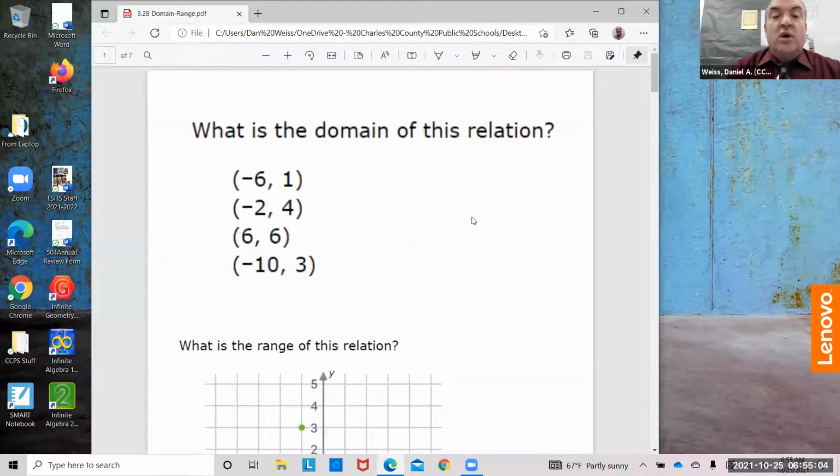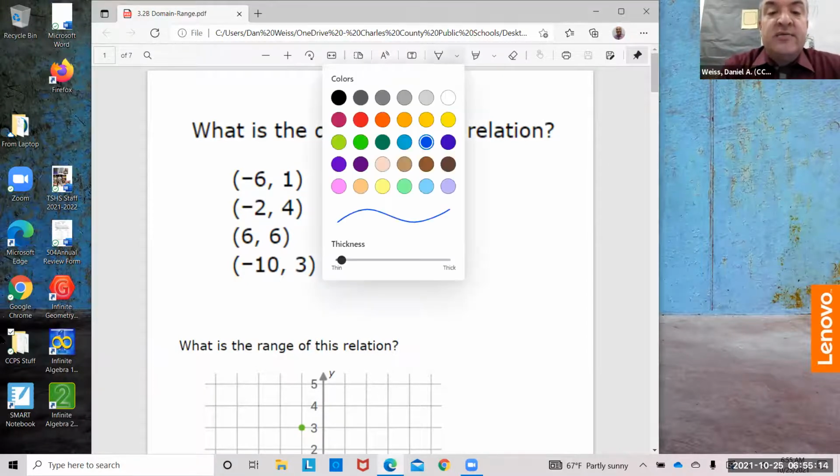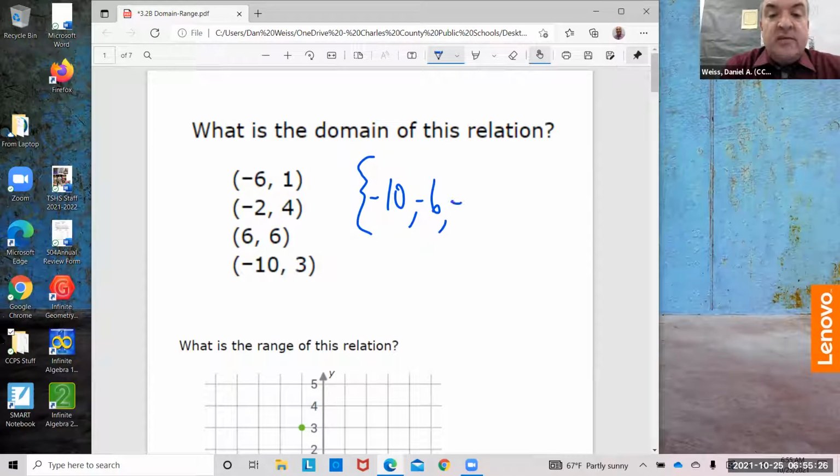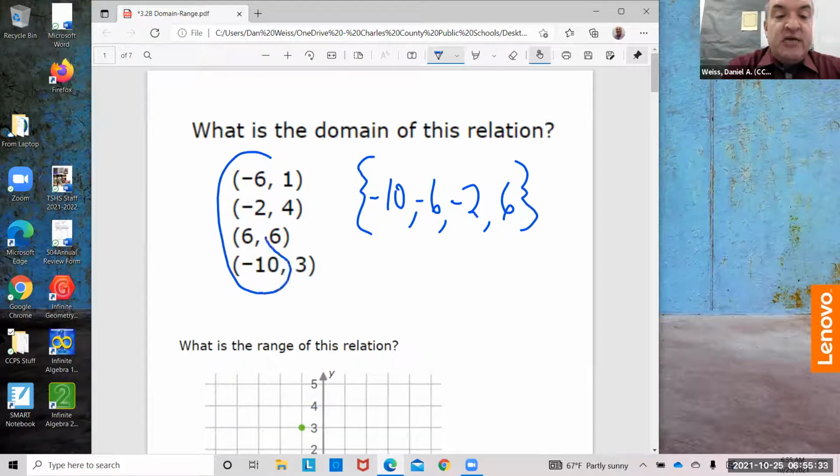Now, we're also going to talk about domain and range. Domain is the x values. Okay, so what are the x values? The x values are -10, -6, -2, +6. That's your answer. The domain is just these values here. That's the domain. That's it. Just write those down. You're done.